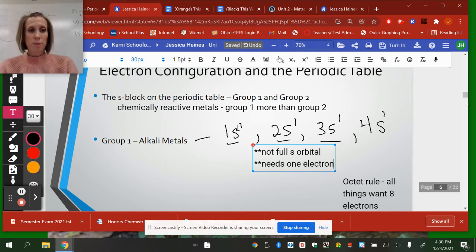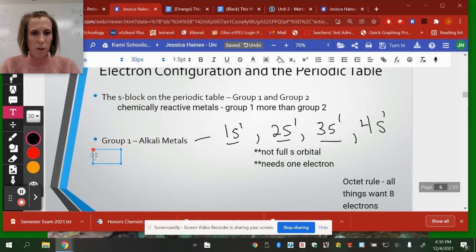So it wants to react with other things. It wants to combine with other things. So some properties of alkali metals: they are extremely reactive. They are the most reactive metals on the periodic table because of that 1 electron. That's really all that happens.